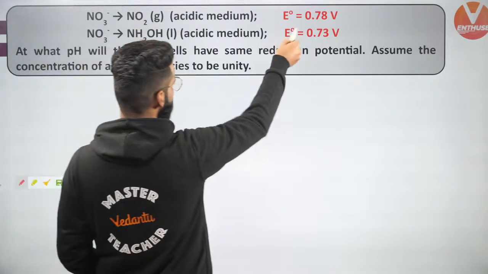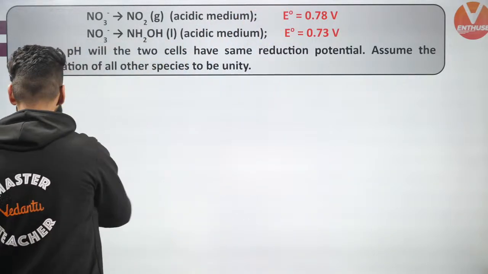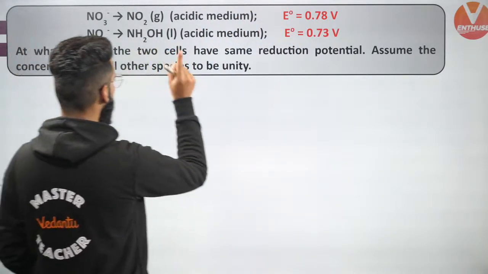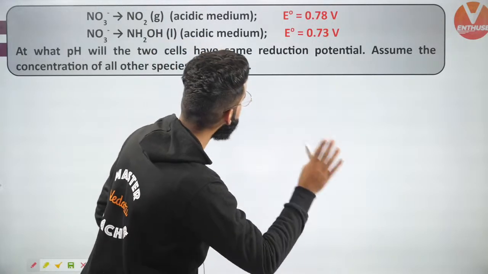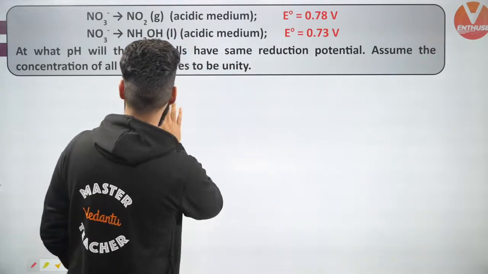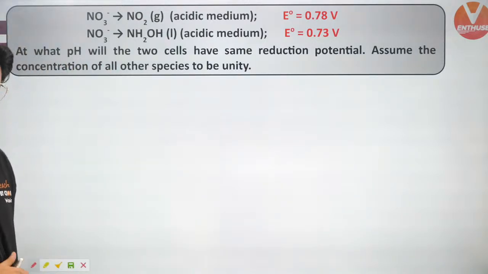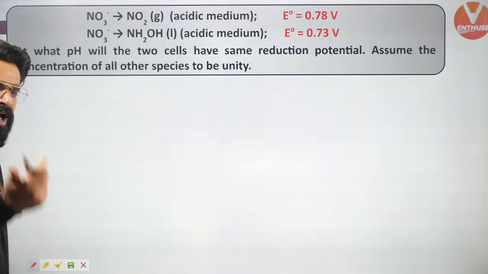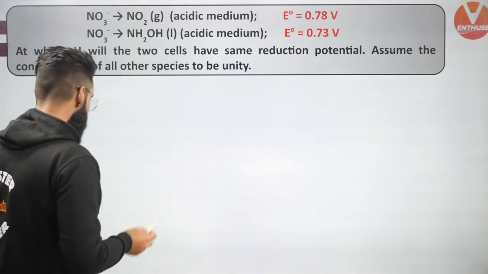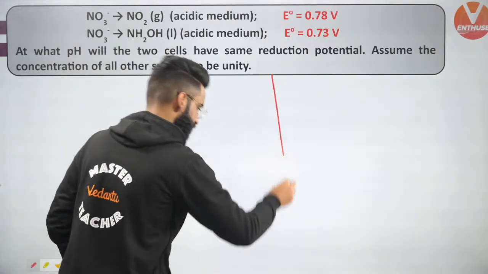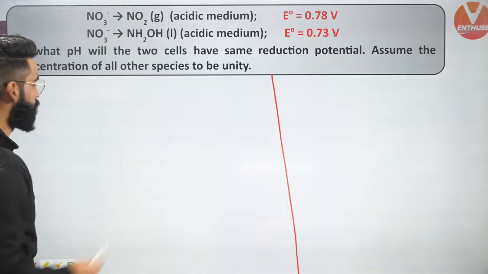We are given some E naught values as well for both the reactions, right? At what pH will the two cells have same reduction potential? Assume the concentration of all these species to be unity. Yes. This is one more nice question, yeah? See how this question is to be solved. First of all, just a second, guys. Let me divide it into two, okay?